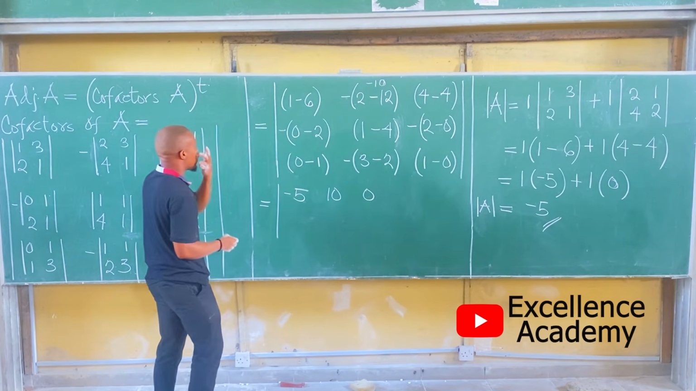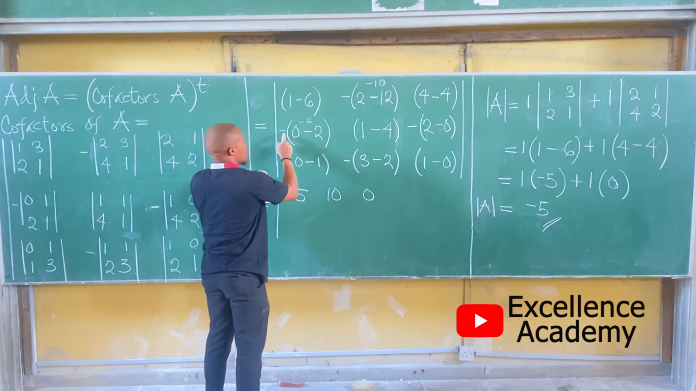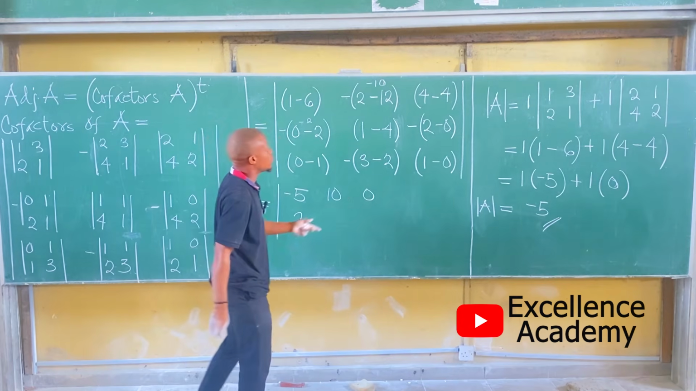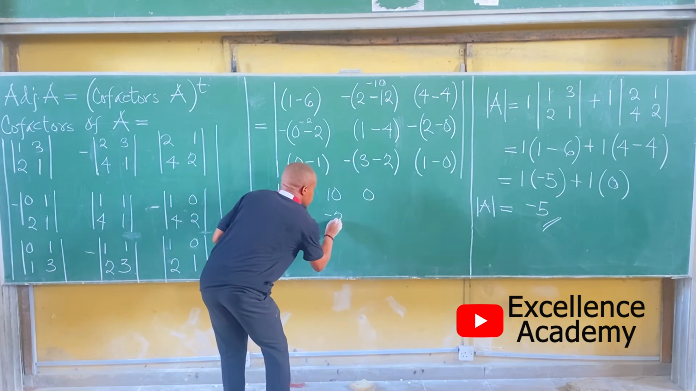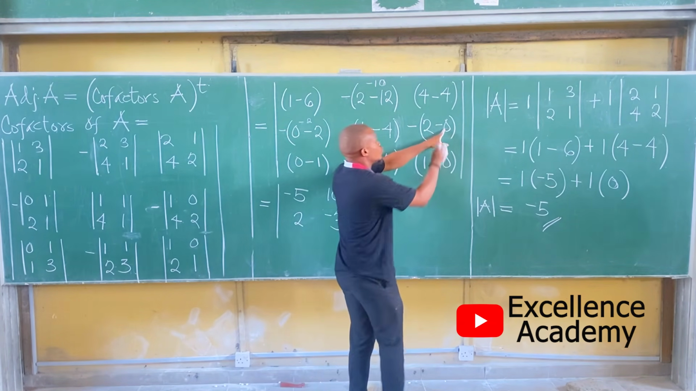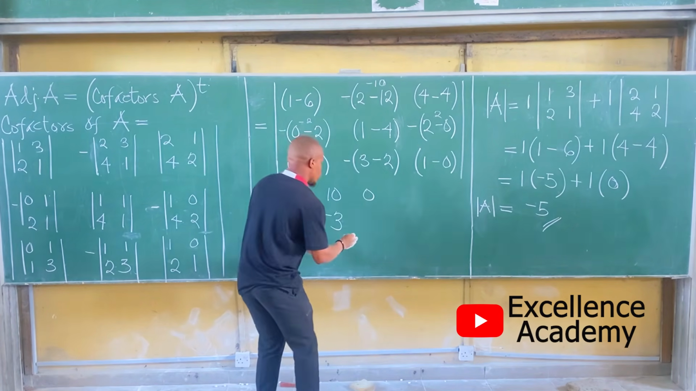So the next row, I'm having 0 minus 2, which is minus 2. Minus times minus gives us a plus 2. 1 minus 4 gives us minus 3. 2 minus 0 gives us 2. Minus times 2 gives us a minus 2.